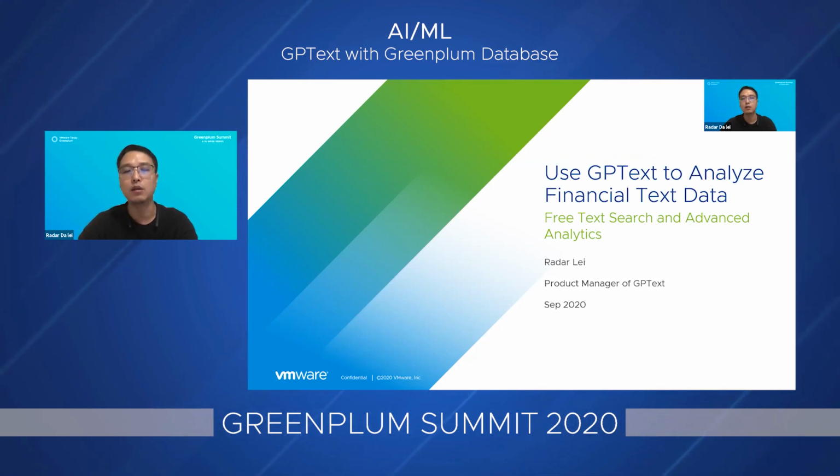GPText is an extension of Greenplum for advanced text search and analysis. Many of you might not be so familiar with GPText, but I believe you all have similar text analysis cases. So I will start with the GPText use case, then you can know what GPText can do and how it works.